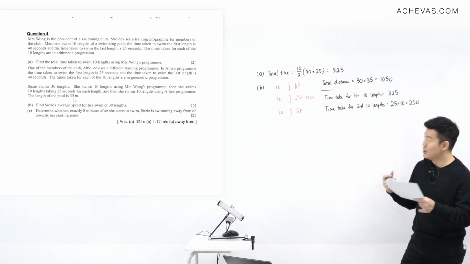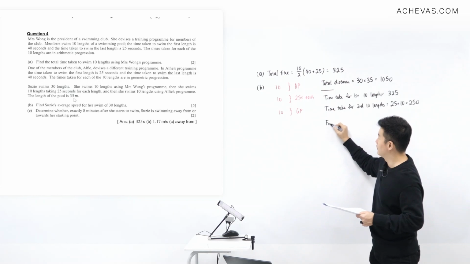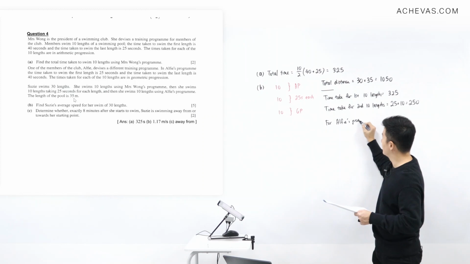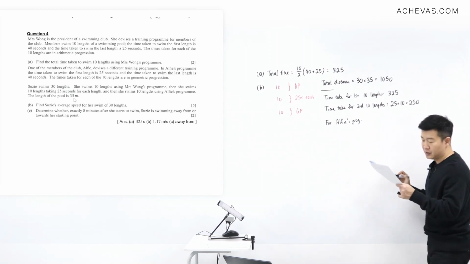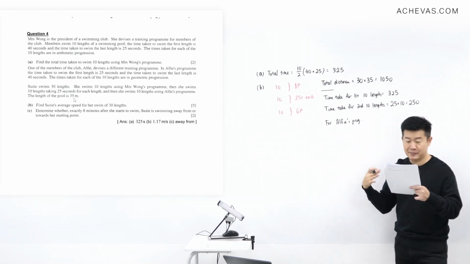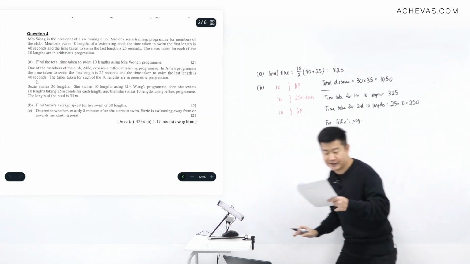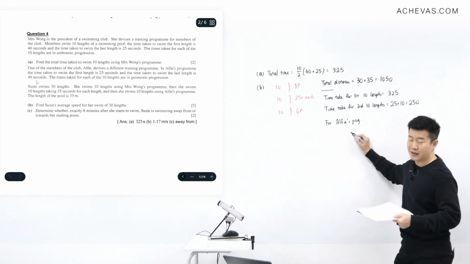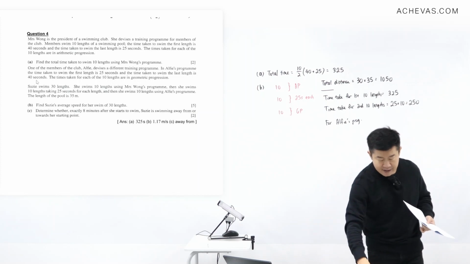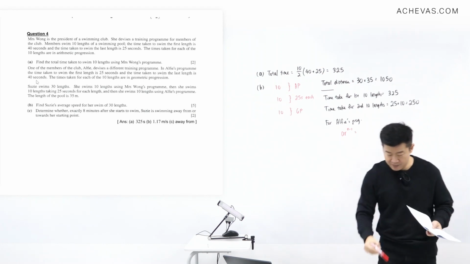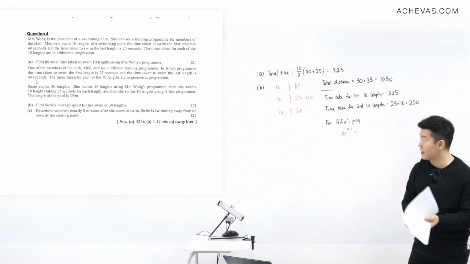Okay, let me rephrase. For Alfie's program, let me write it down. The last length is going to be swum at 40 seconds. That's what the question says. If I write down the formula for a term of a GP, which is a r to the power of n minus 1, this will be the term representing the last length.